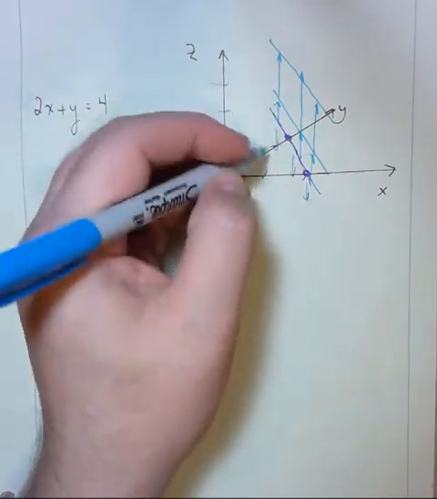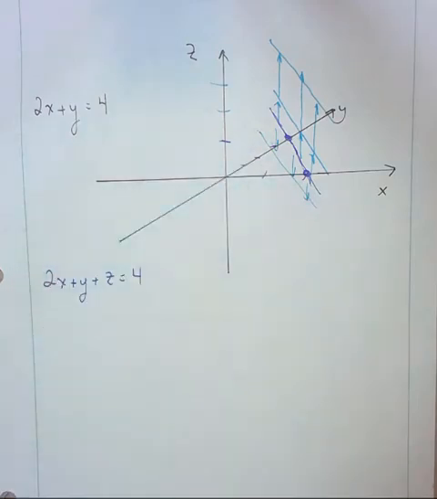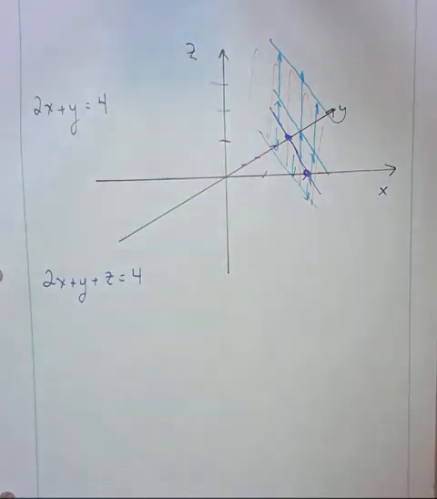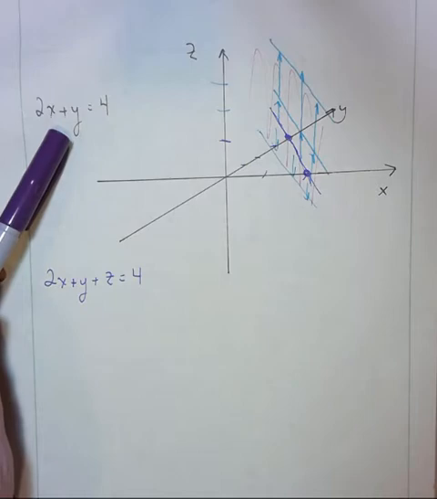We could even go in the other direction. We could go down to z equals negative 1 and so on. And hopefully what you're seeing is the formation of a plane. And this one happens to be vertical. So in 2 dimensions, this is a line. In 3 dimensions, this is a plane.